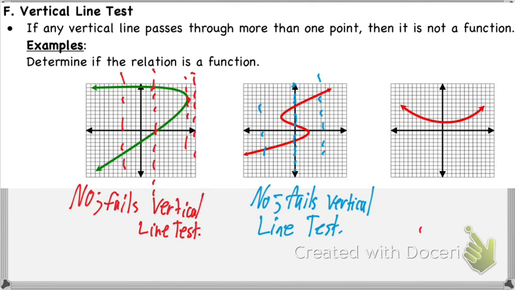So number 2, it failed it. Did not pass the vertical line test, as we saw there. Even though some lines did, some lines didn't.